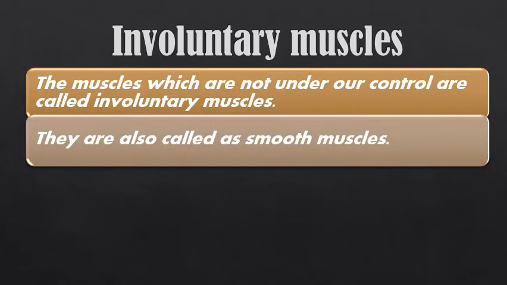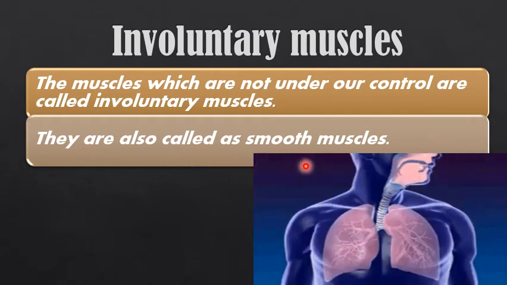Involuntary muscles are the opposite of voluntary muscles, as the voluntary muscles are those which are under our control. So the involuntary muscles are those which are not under our control. We have learned that the voluntary muscles are also known as skeletal muscles, but involuntary muscles are also called smooth muscles.